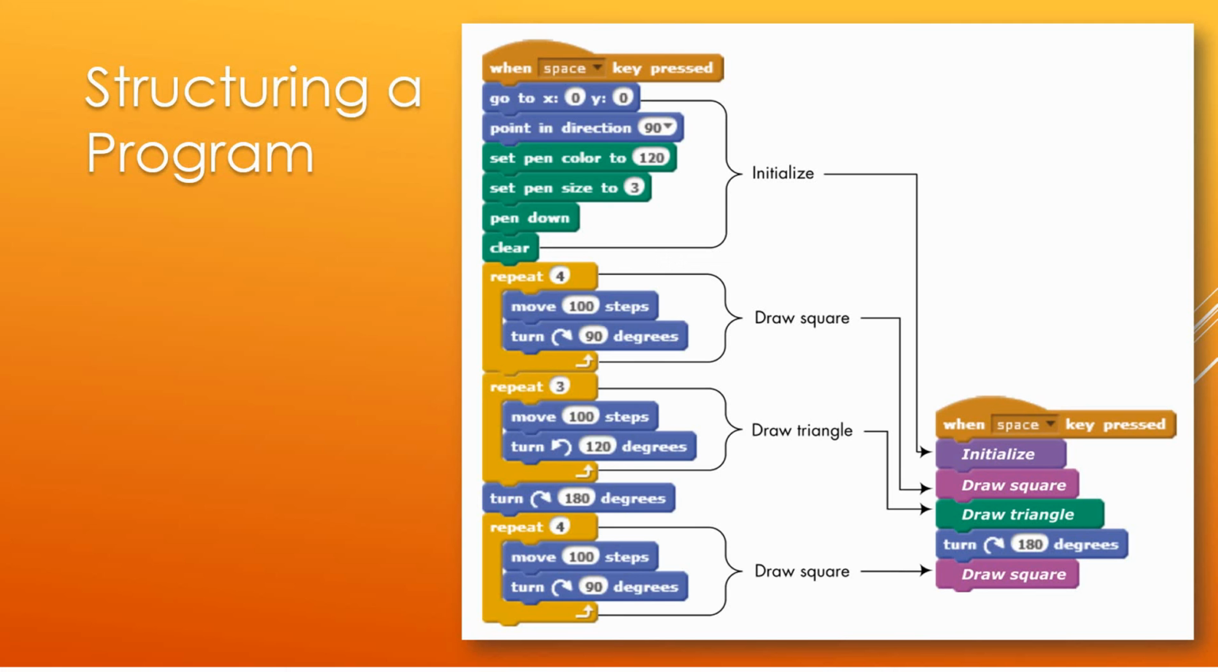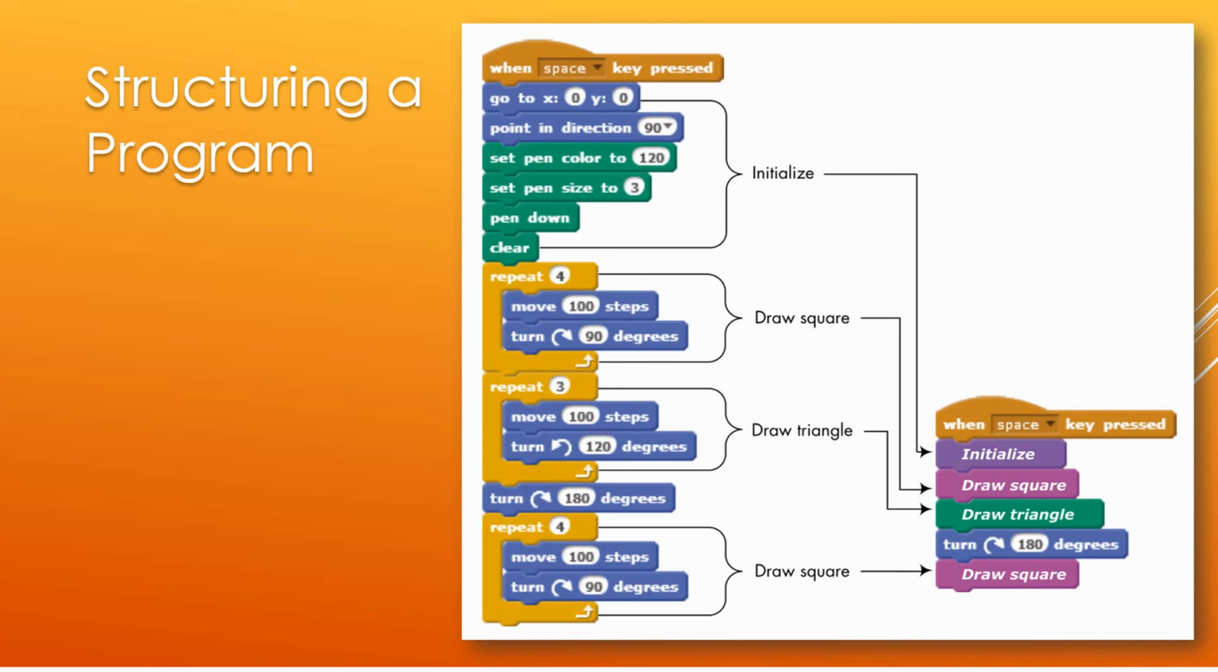Below that we have a standard block which draws a square. So we can create that as a DrawSquare procedure. Then we have a similar procedure which draws a triangle, which we can create as a DrawTriangle procedure. Then we have a simple block which rotates by 180 degrees, which is a one-line block, so there's no point in creating a procedure for that, so we just copy it in place, and then we draw a square again.